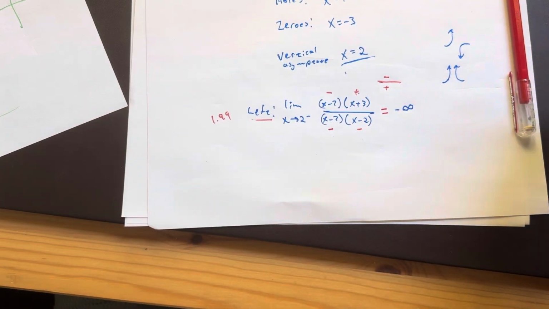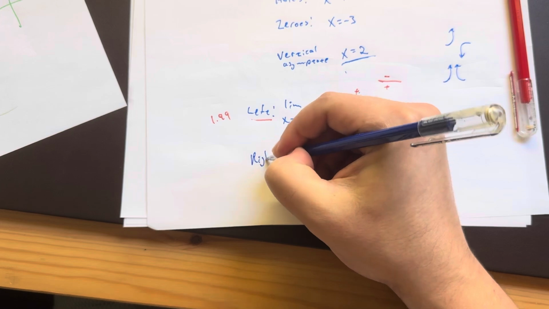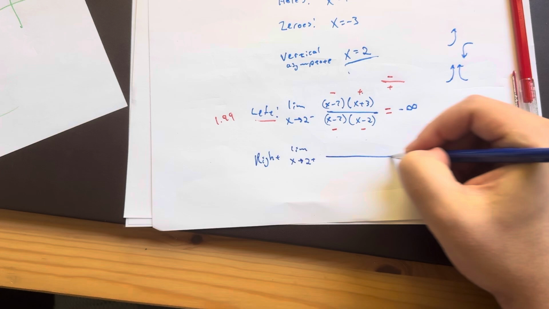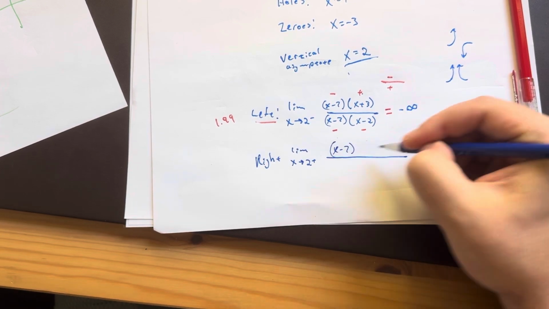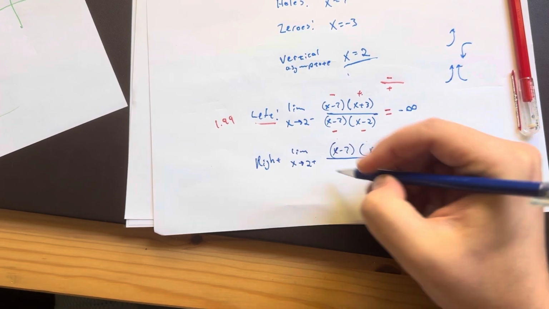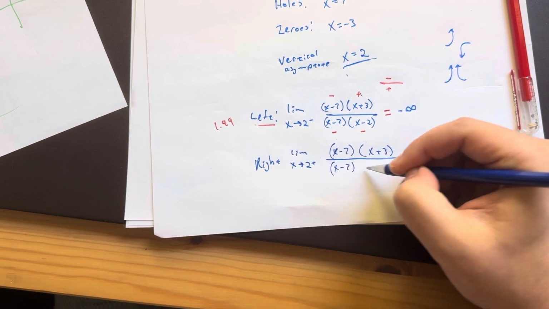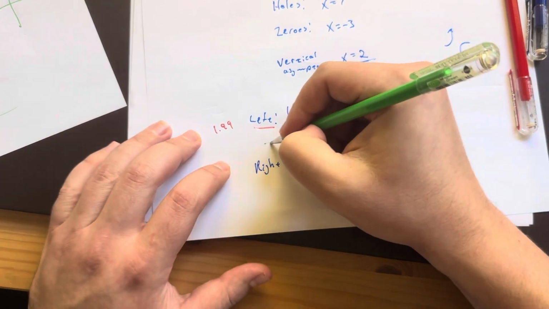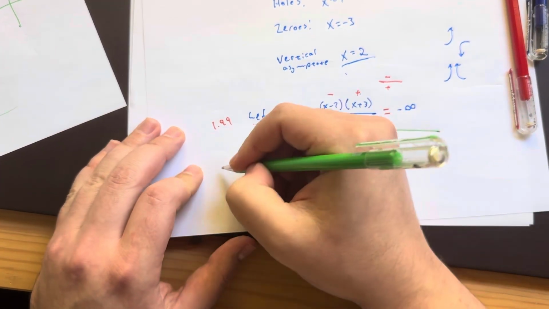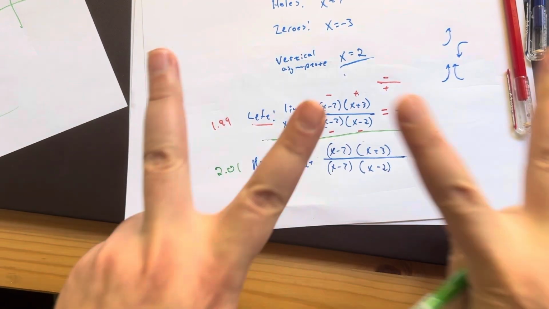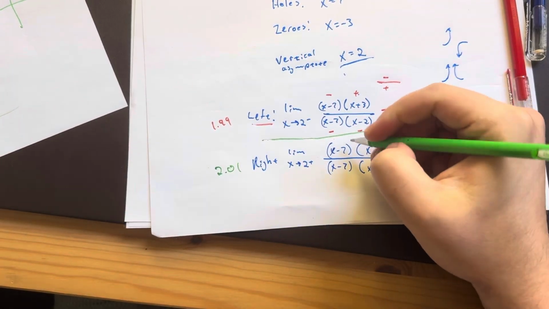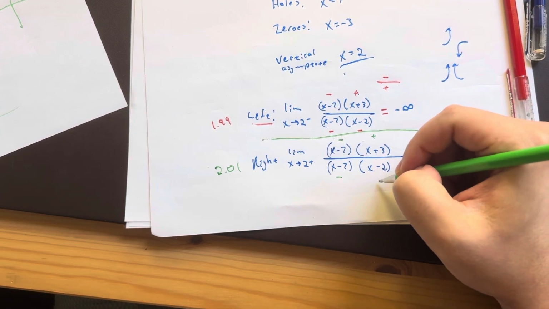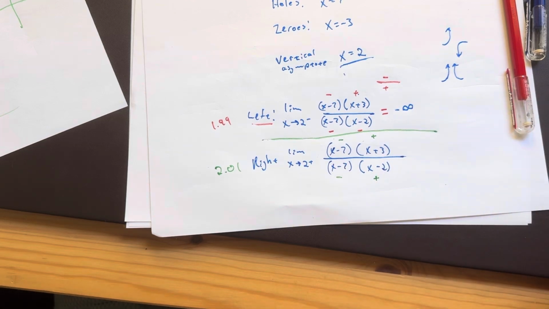On the right, the limit as x approaches 2 from the right. Same thing, x minus 7. This is so much easier in factored form. (x + 3)(x - 7) over (x - 7)(x - 2). I'm going to use green so I don't get caught up. The number just to the right is 2.01. I'm going to plug it in. 2.01 minus 7 is negative again. This bad boy is still positive, but this is also positive.